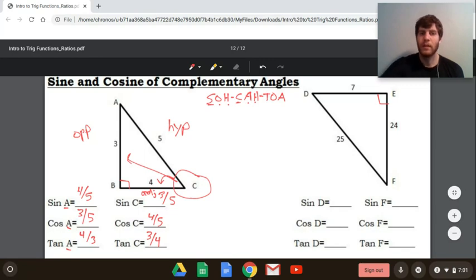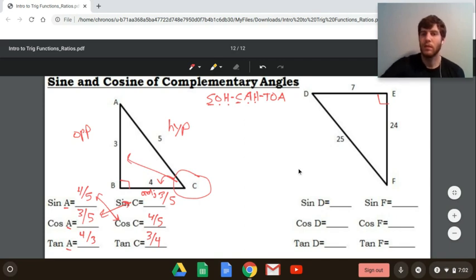Okay? And notice how the sine of A is equal to the cosine of C, and how the cosine of A is equal to the sine of C. Notice how these are equal, because the sine and cosine of complementary angles are going to be the same.